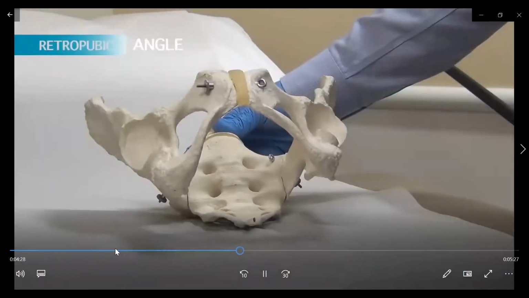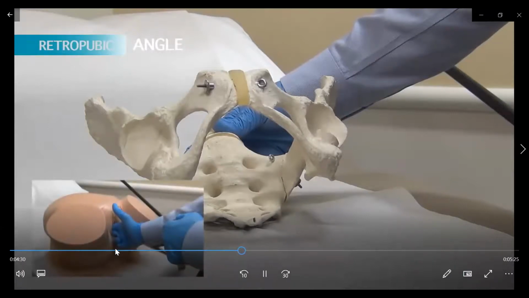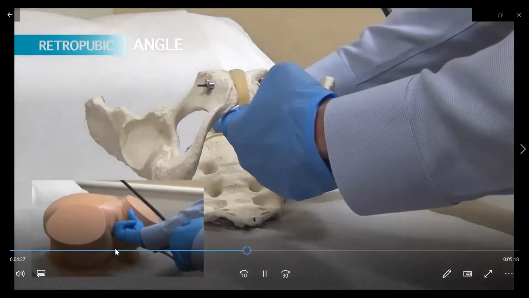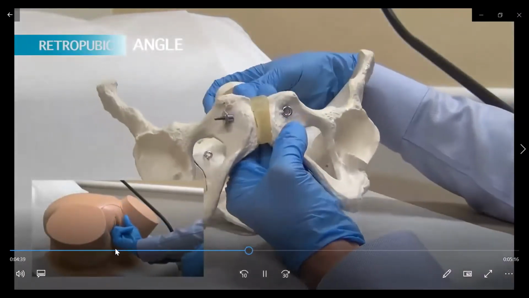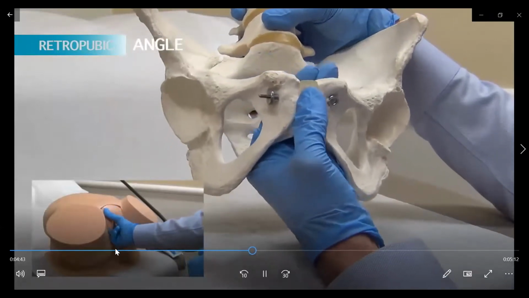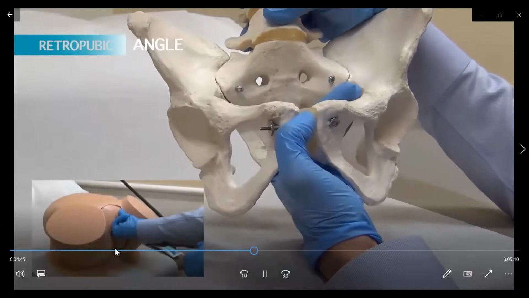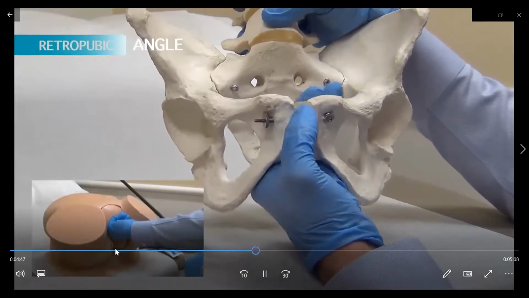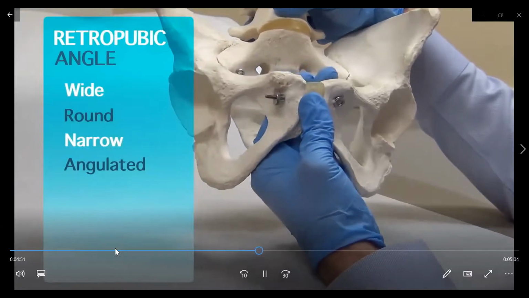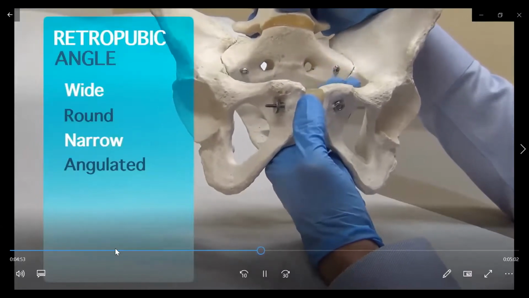The pubic angle, or pubic arch, is described next. In examining the retropubic angle, the examiner reaches the two examining fingers up behind the pubic bone and palpates the posterior aspect of the superior pubic bone. This will allow assessment of the anterior portion of the pelvic inlet. The retropubic angle is described as wide, round, narrow, or angulated.